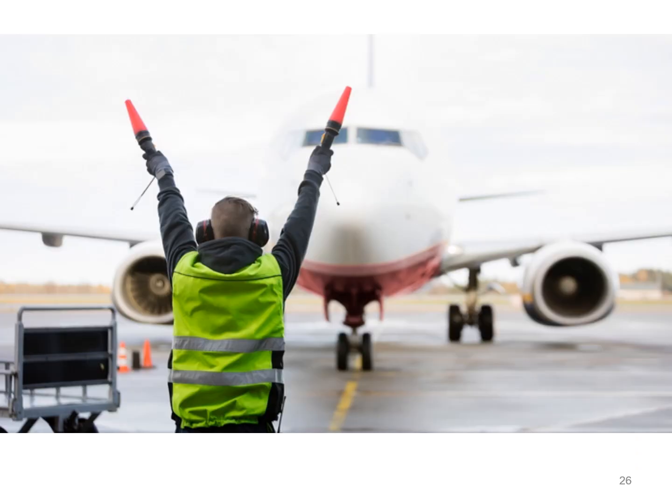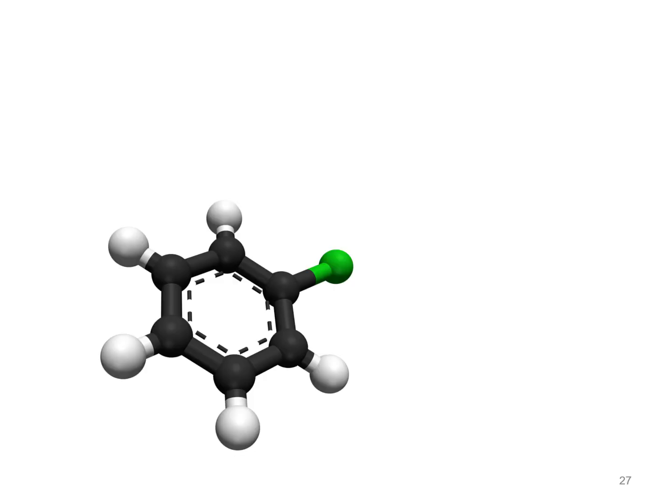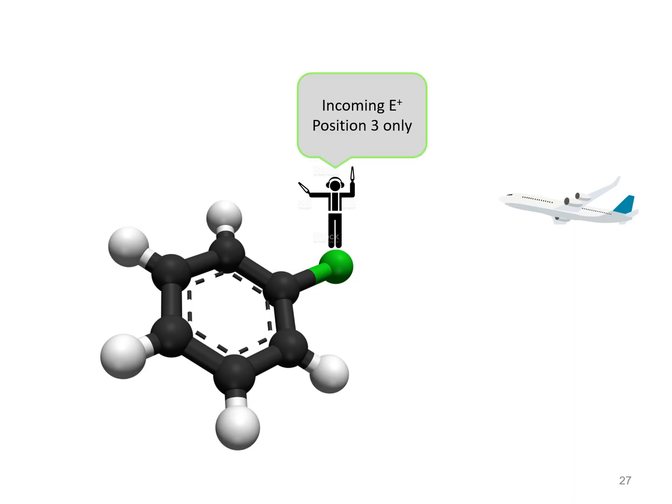Alright, to help you better understand this concept, I'd like to use this analogy of a traffic controller at the airport. For example, I have an already substituted benzene ring. The already substituted group will act as the traffic controller. He is on the ground, so he will be directing the incoming electrophile, which I will represent with an aeroplane. The substituent that is already on position 1 of the benzene ring will give instructions. Let's say the instruction is incoming electrophile on position 3 only. Then the incoming electrophile has no choice but to be substituted on position 3.